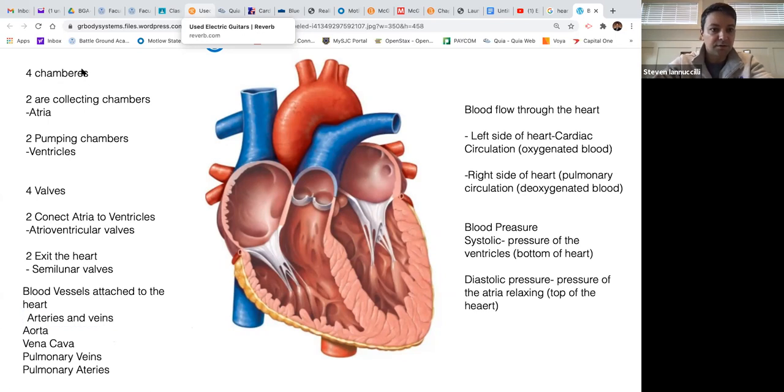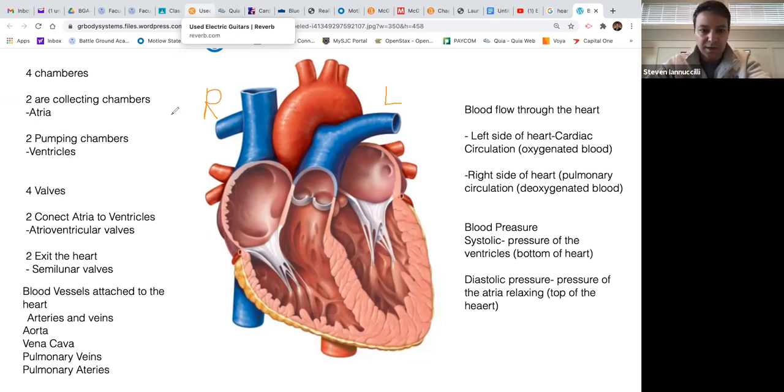Let me get some of this stuff out of the way here. So let's start with this stuff on the left-hand side here, our four chambers. That's going to be the first thing we need to talk about. When you're looking at a model of a heart like this, you're looking at it in the anatomical position. So this is going to be the left side of the heart, and this will be the right side of the heart. You're looking at it as if this is in someone's body looking at you. So everything's kind of backwards here, but that's okay.